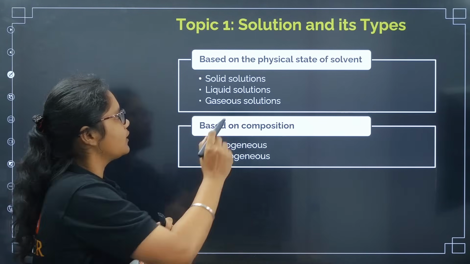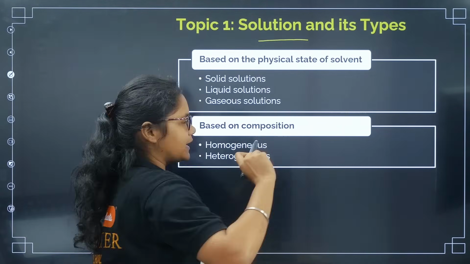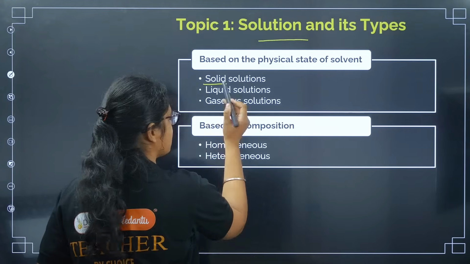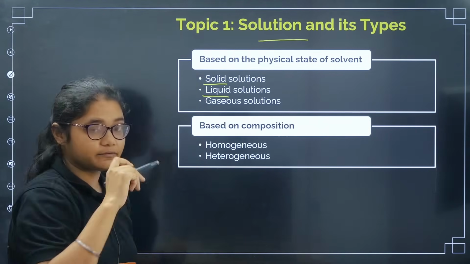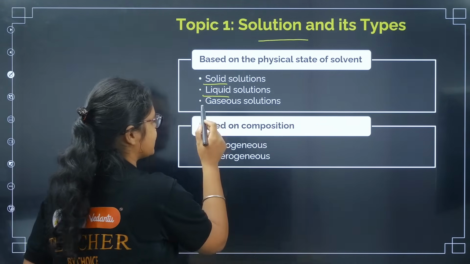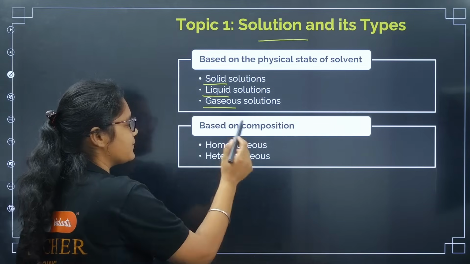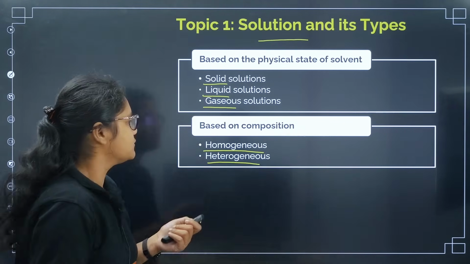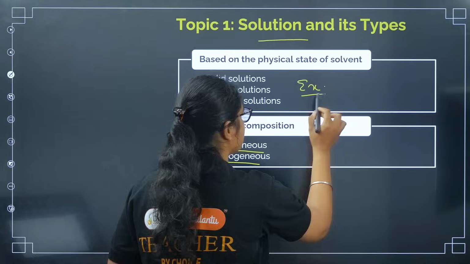First is solutions and its types. The first category is based on the solvent. If the solvent is solid, then it is called solid solution. If the solvent is liquid, we call it liquid solution. If the solvent is gas, we call it gaseous solution. And then based on composition, we have homogeneous and heterogeneous solutions. What you have to do is learn examples for each of them.